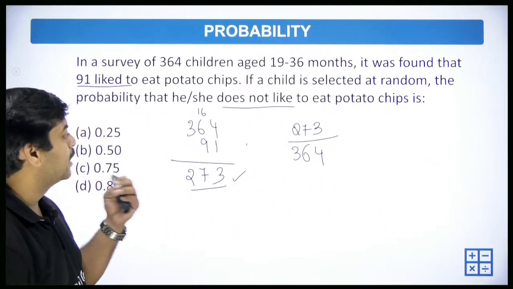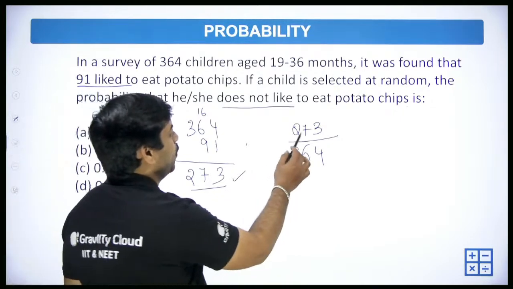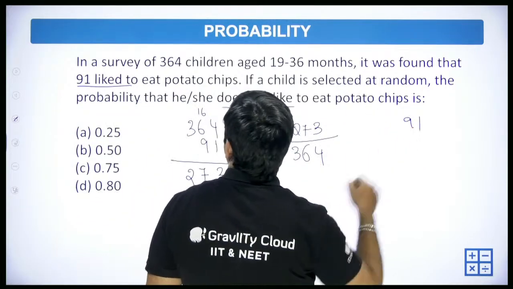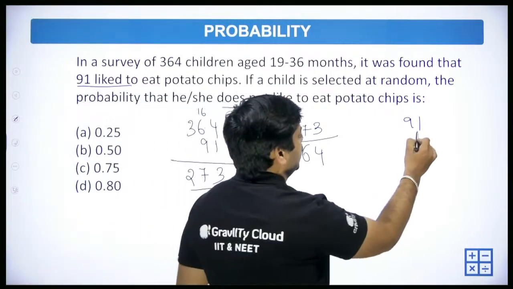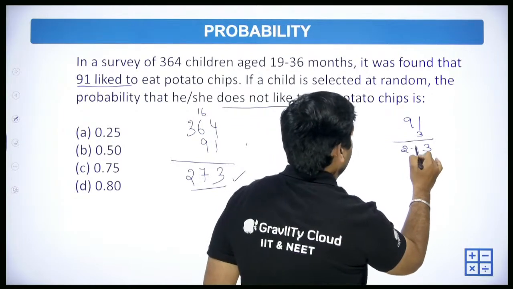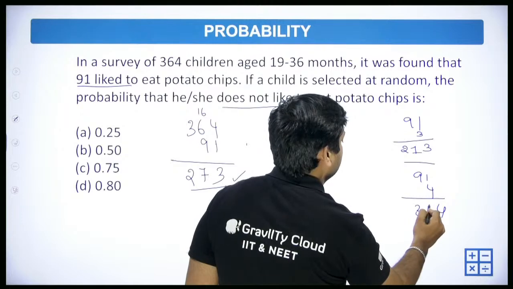So we need to cancel this, maybe with 9, or 91. Let me check with 91, because 91 is also there, maybe some hint. 91 times 3: 3 ones are 3, 9 threes are 27, exactly correct. And what is 91 times 4? 4 ones are 4, 9 fours are 36, so 364.